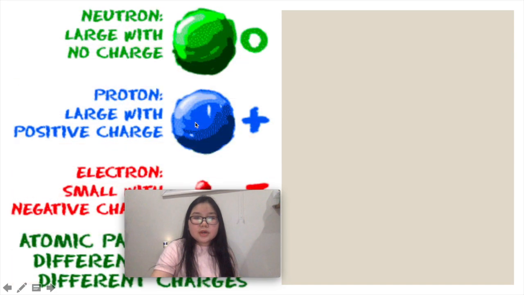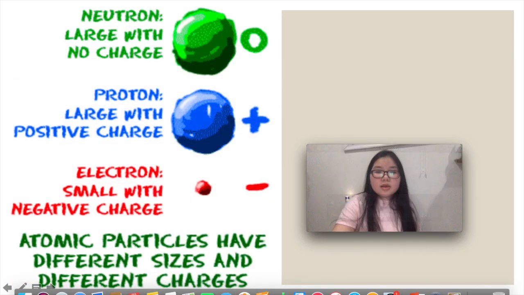So let's move on. Here you can see the symbols of the proton, neutron, and electron. You can see they have different sizes and different charges. The smallest one is the electron, and the neutron and proton are nearly the same.